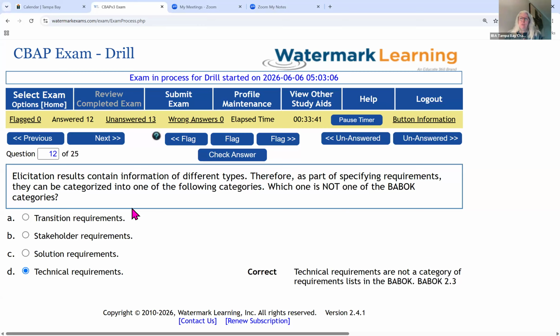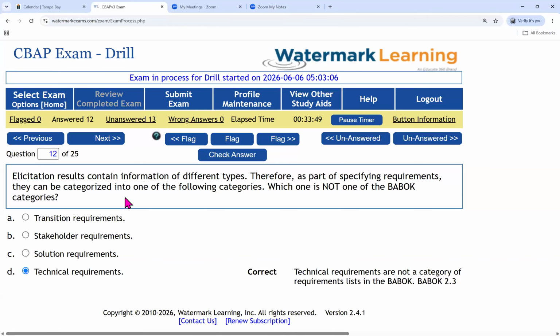Stakeholder requirements is what does the stakeholder say is the problem? And then the solution requirements is how are we going to meet the problem? How are we going to resolve the problem? Any questions on those?